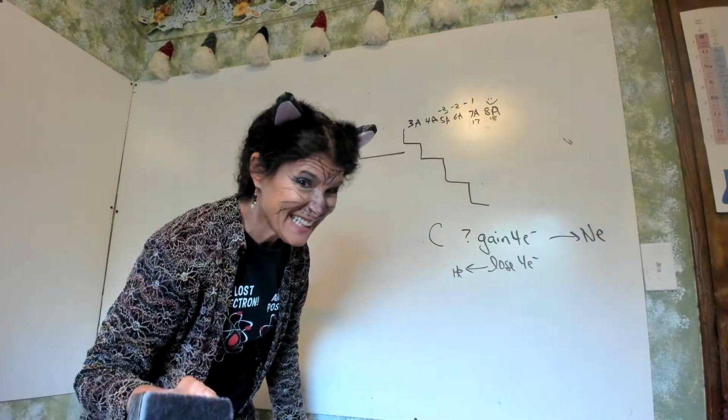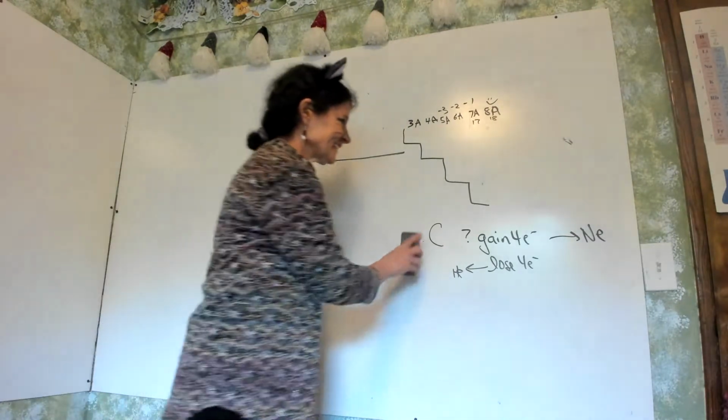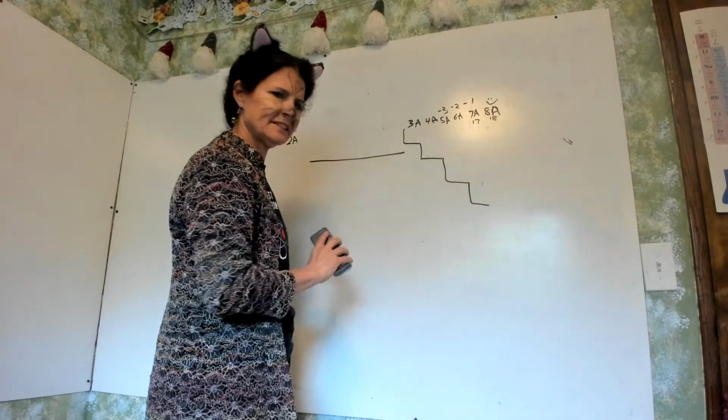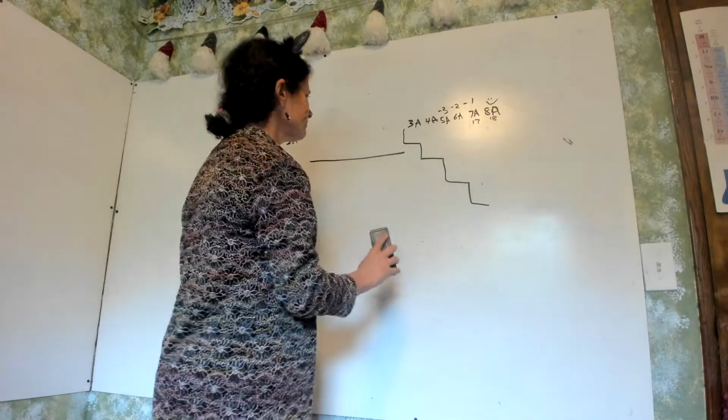Again, I'm a cat today. I like nice, clear boundaries. You know, I can leap over fences. I just don't want to. All right.